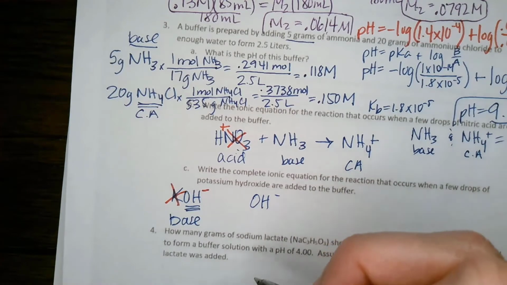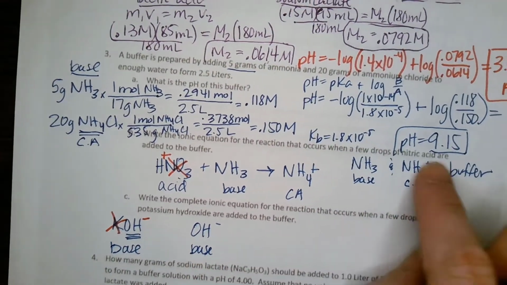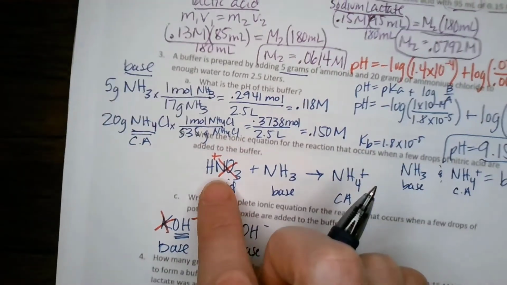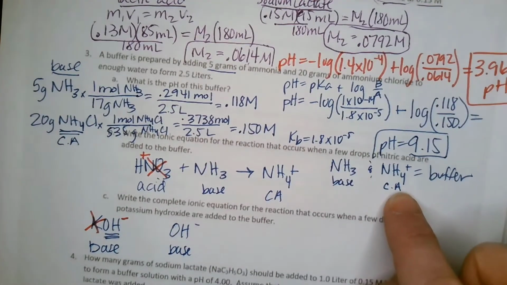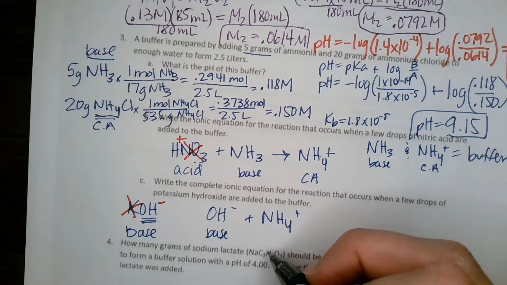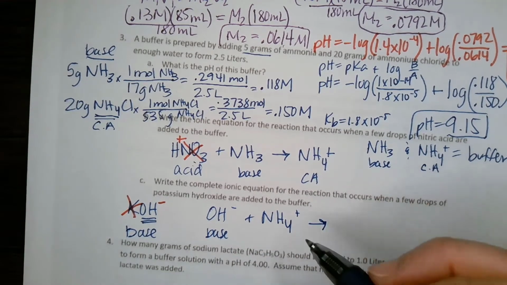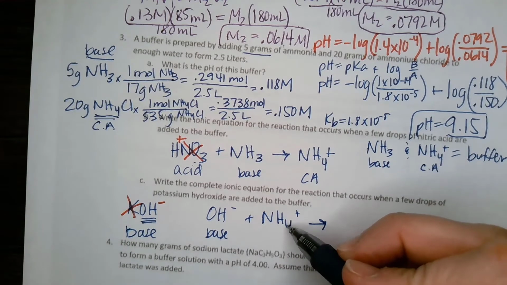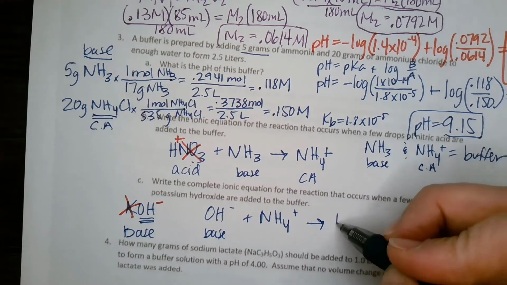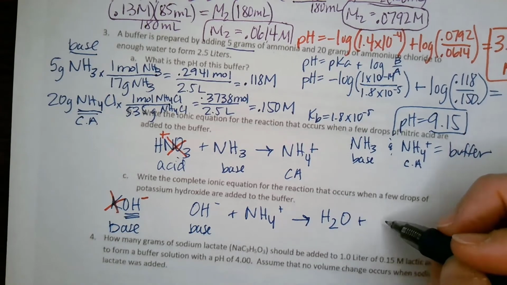OH minus, our base, will react with the conjugate acid from our buffer. So not the NH3. The NH3 base wants to react with the acid, if that's added. The NH4 reacting with, so the base wants to react with the acid. Again, our acid is our proton donor, so one of our H's will go over here, so we're going to have water, and then we're left with NH3.